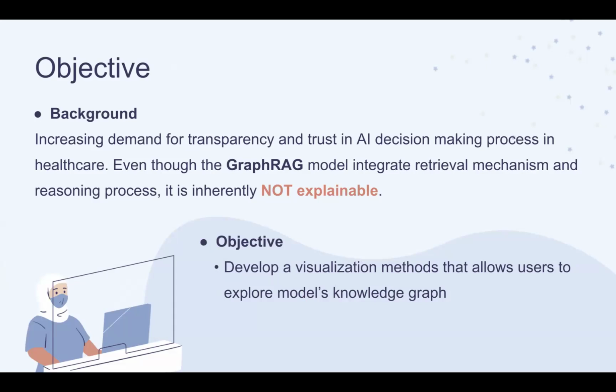With increasing demand for transparency and trust in AI decision-making processes in healthcare, even though the GraphRAG model, which is an extended version of a traditional RAG, integrates a retrieval mechanism and a reasoning process, it is still not inherently explainable. Which is not good for users if they want to really understand what's behind the scene. And this is highly related to healthcare. It's a high-stakes area.